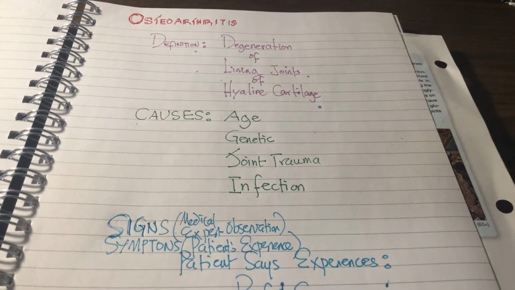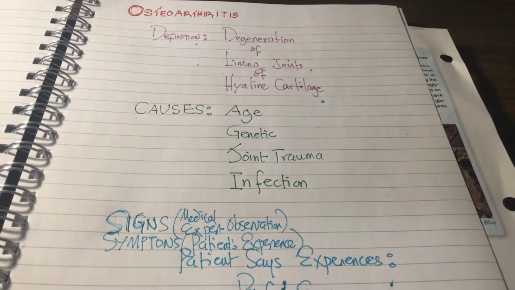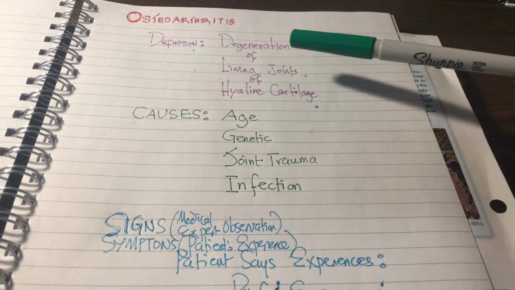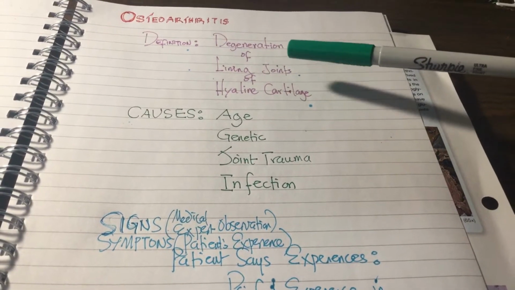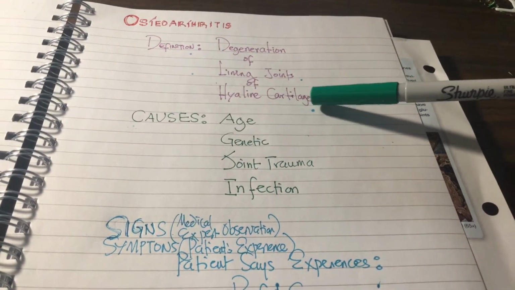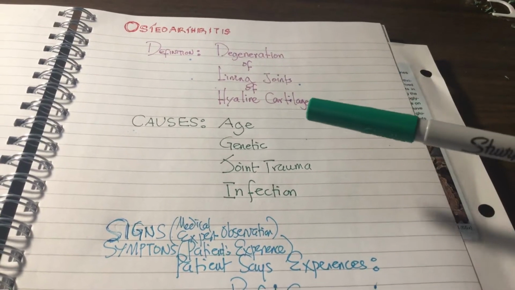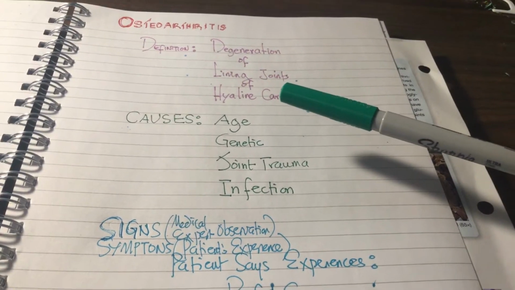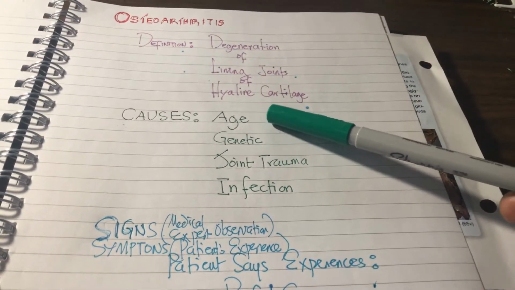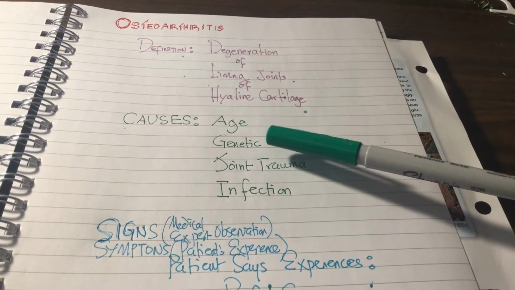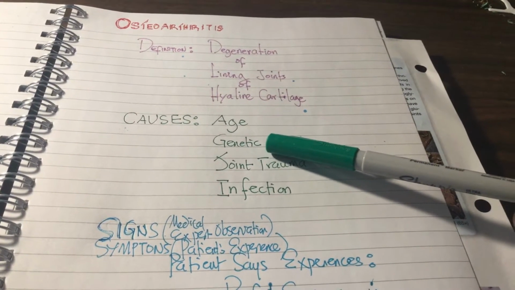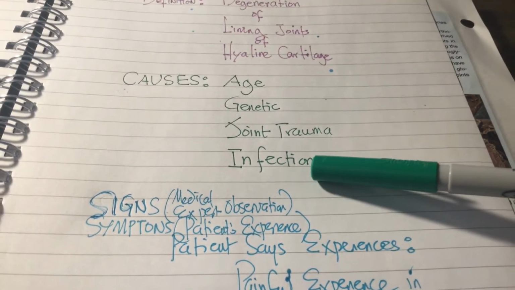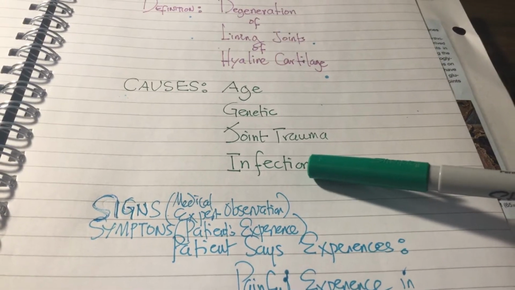I want to begin by talking about the definition. As you can see, there's a definition. Basically, osteoarthritis is the degeneration of the lining of joints, the hyaline cartilage, and it's caused by age factors. I mean, there's a multiplicity of factors, but primarily caused by age. When you're aging, there's also a cause related to genetic disorders, or what we call joint trauma, and then any kind of infection.